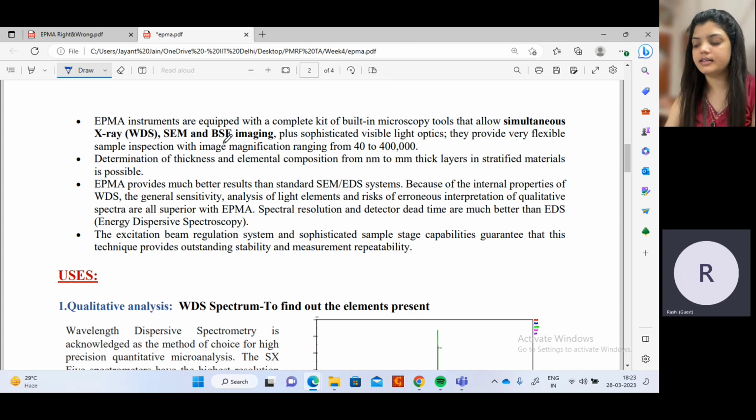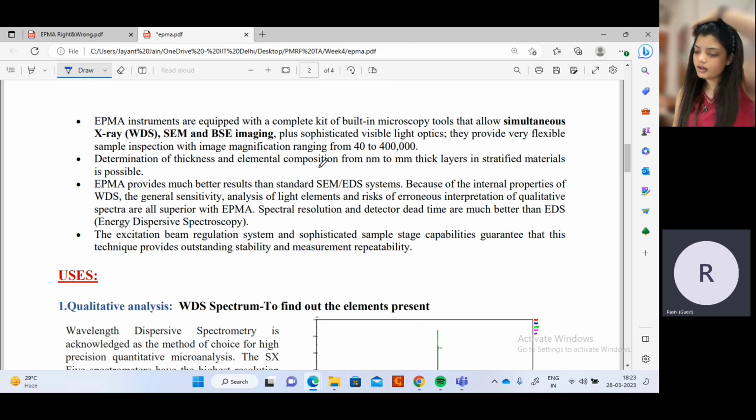Determination of the thickness and the elemental composition from nanometer to millimeter thick layers in stratified materials is possible. EPMA provides much better results than a standard SEM or EDAX system because the internal properties of the WDS, the general sensitivity, the analysis of light elements, and the risk of erroneous interpretation of the qualitative spectra are all superior with EPMA. The spectral resolution and the detection limit are much better than in energy dispersive spectroscopy.